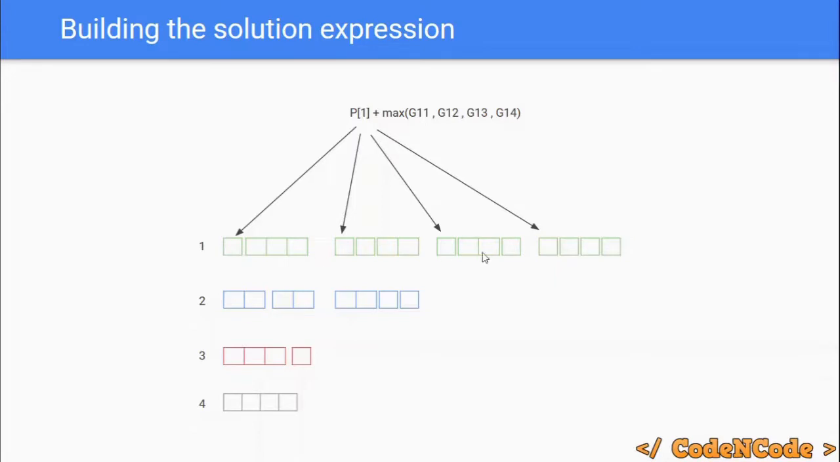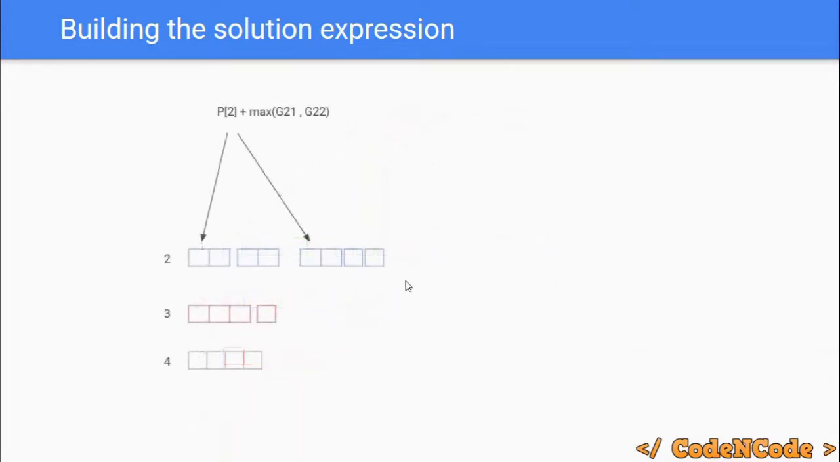Now this is for the first group. Now for the second group, the maximum of the second group you can calculate using p2 plus the maximum of g21 and g22. G21 is the variable part and g22 is the second variable part. So you need to find the maximum of these two, right?